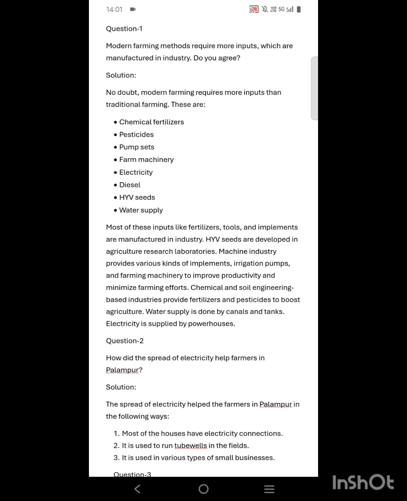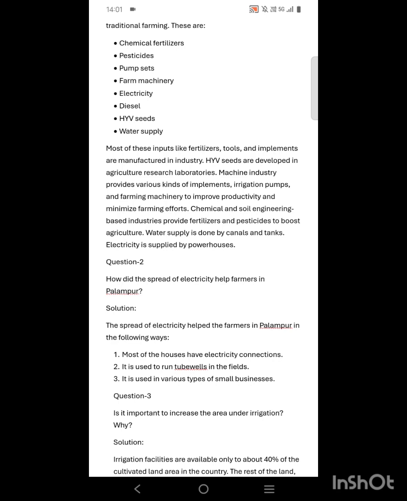HYV seeds are developed in agriculture research. These HYV seeds are specially developed in agriculture research laboratories. Machine industry also provides the implements, irrigation pumps, farming machineries for improving the productivity and to minimize the farming efforts. Means in older times the people had to give more hard work to their farming. Nowadays people are using machines to lessen their hard work. So this is a technique to increase the production, but it is also reducing the manpower that is present in the population of the country.